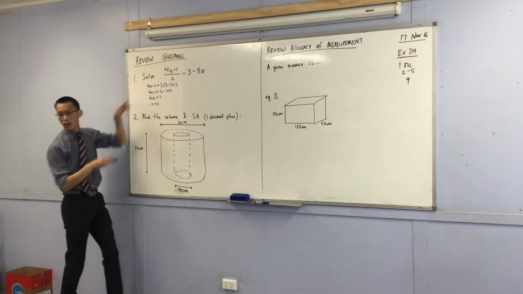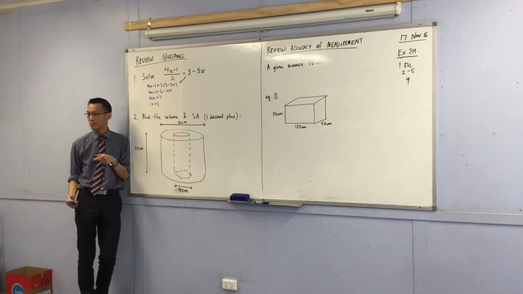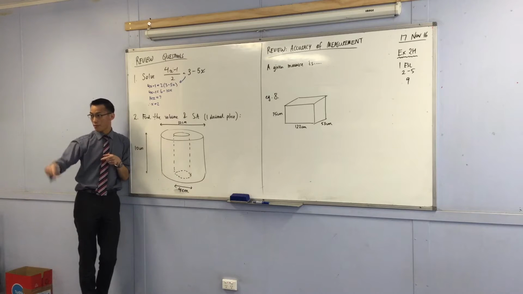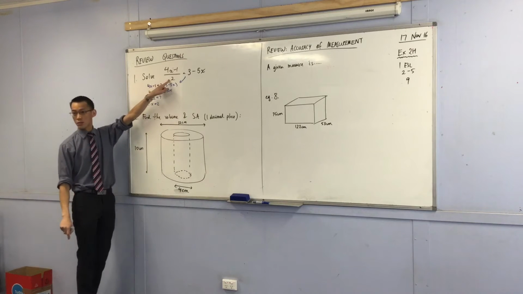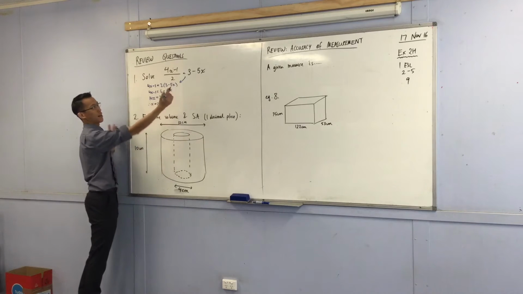What have we done to go from the first line to the second? What has been done to both sides? Both sides multiplied by 2 to cancel the fraction. Fantastic. So we wanted to get rid of this, which is a good move. So multiplication by 2 will do that. Okay. So far, so good.